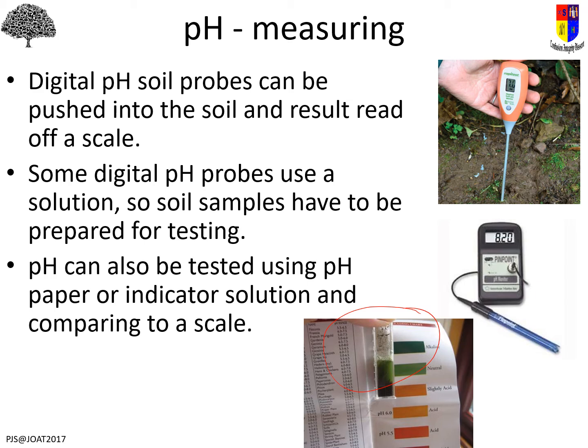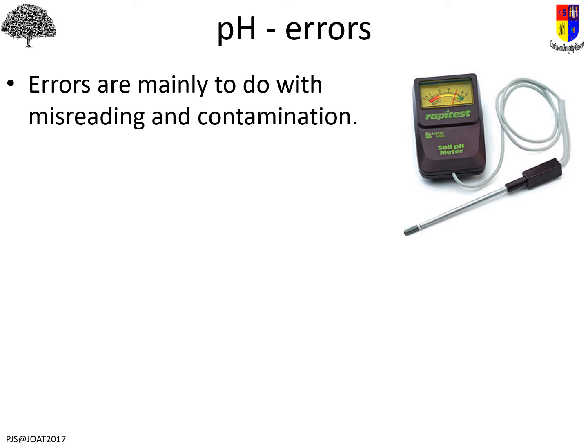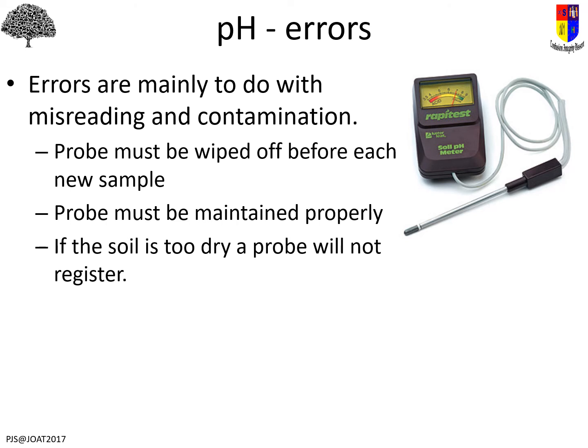So this can be tricky sometimes to get just right. The errors for this are generally if you misread because you've not got it on the right scale, and then contamination, if you've got something else that's causing a problem. So you've got to wipe off the probe each time, because otherwise you could take the result from the last one into the next one. If it's some of your more expensive digital probes, you've got to be very careful, they're often held in buffers, which are fancy solutions. And if the soil is too dry, then it just won't register at all.